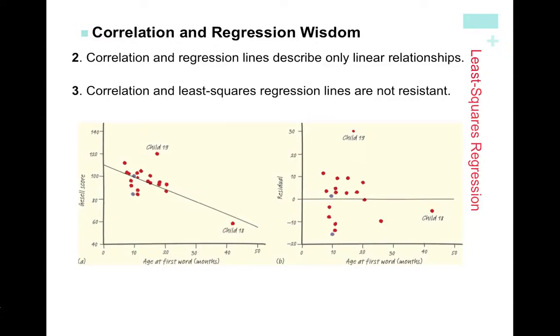Correlation and least squares regression lines are not resistant. Remember, that means that outliers sometimes dramatically affect what's going on. So here's a plot of age at a child's first words in months. So 20 months, 30 months, 40 months. Child 18 was just over 40 months before they said their first word. And then we have this Gessel score. We also have the residual plot over here. Notice there's no overwhelming pattern. Child 19 is significantly different. Child 18 not as much.